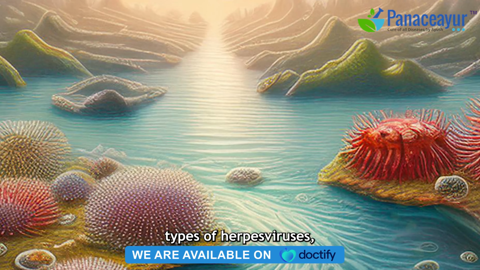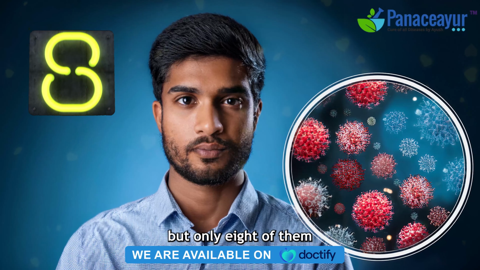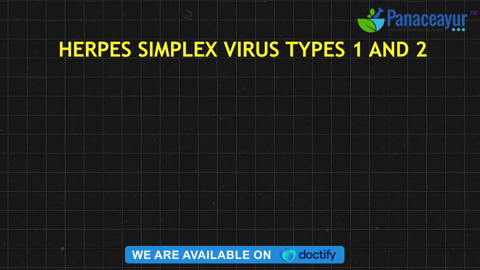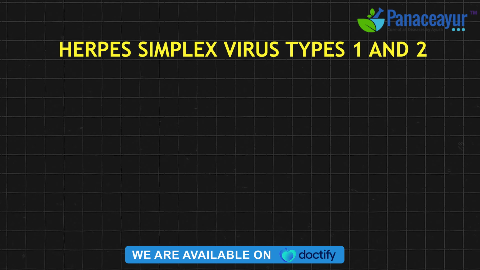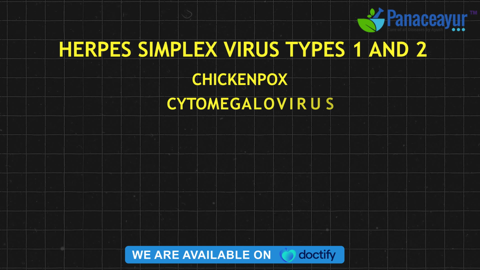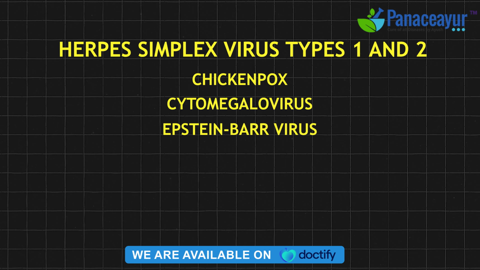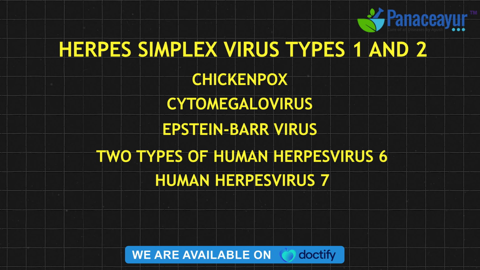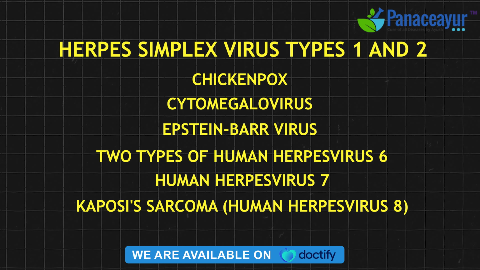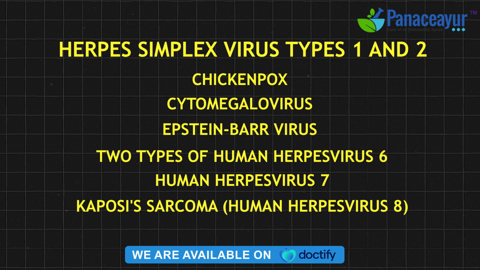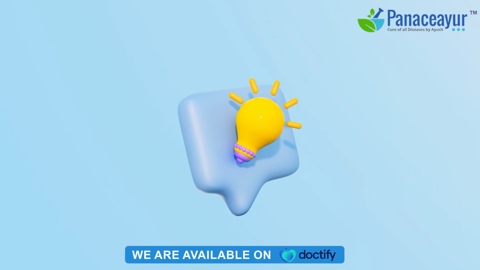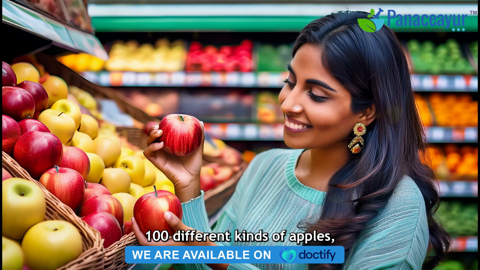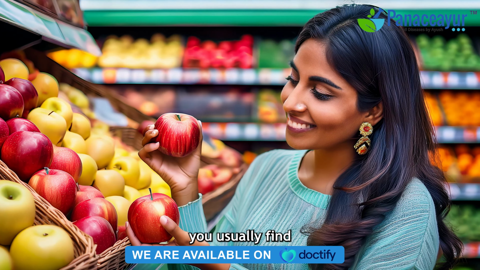There are over 100 types of herpes viruses, but only 8 of them mainly infect humans. These 8 include Herpes Simplex Virus types 1 and 2, the virus that causes chickenpox, cytomegalovirus, the Epstein-Barr virus, 2 types of human herpes virus 6, human herpes virus 7, and the virus associated with Kaposi's sarcoma, human herpes virus 8. Think of it like this. There are over 100 different kinds of apples, but only 8 of them are the ones you usually find in the grocery store.